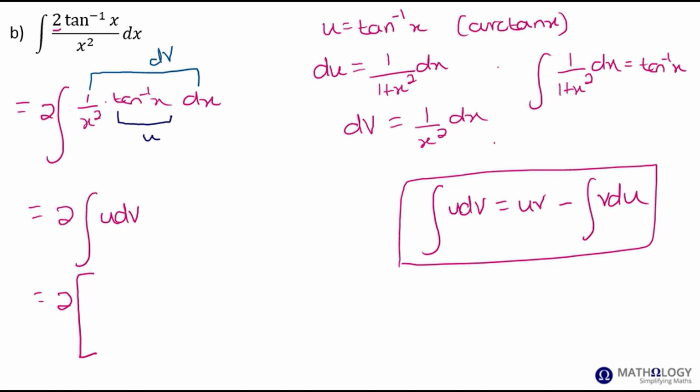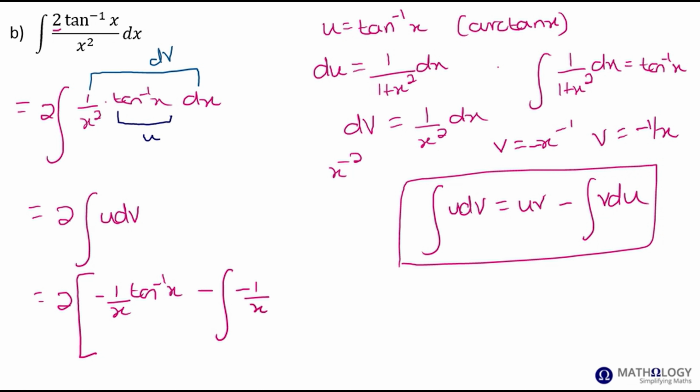We now integrate dv, which is 1 over x squared. 1 over x squared is x to the minus 2, so when we integrate that, we add 1 to get x to the minus 1, then divide by minus 1. So v equals minus 1 over x. So uv will be minus 1 over x times 10 to the minus 1x. Then we subtract the integral of v du, so minus 1 over x times du, which is 1 over 1 plus x squared dx.